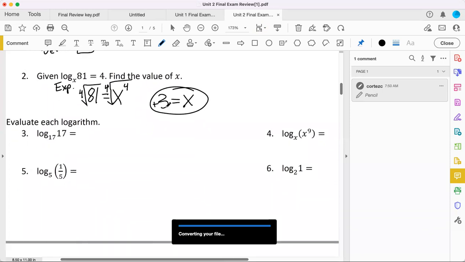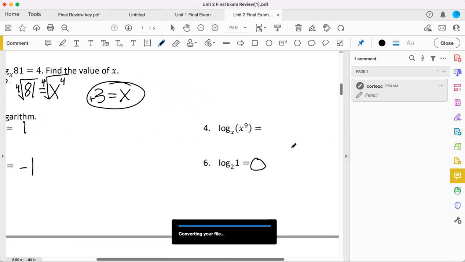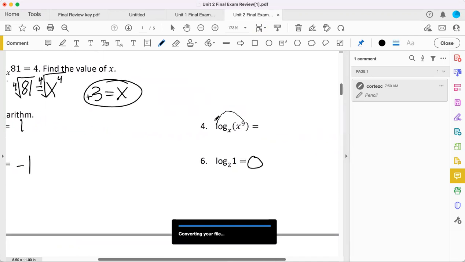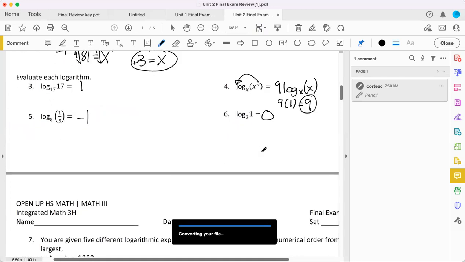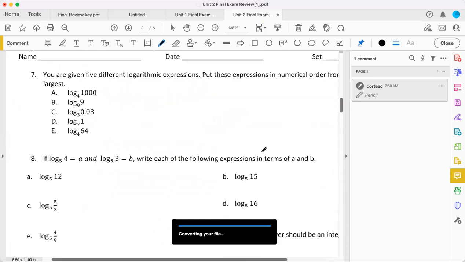Hope that makes sense. Base matches the argument, so it's 1. Fraction, just -1. 2 to the 0 power is 1. This is a big one. It's the exponent rule, power rule, what have you. You can move this 9 to the front and say that it's really 9 log base x of x. Base matches the argument base, so it should just be 9 times 1. So this is just 9. You heard me? Makes sense? These are kind of cool.